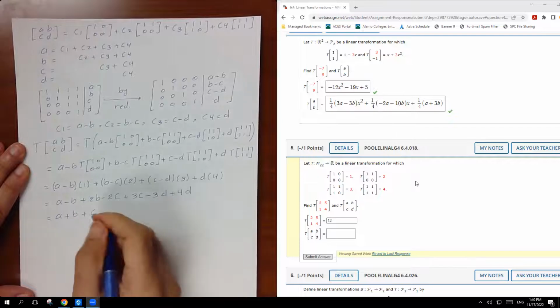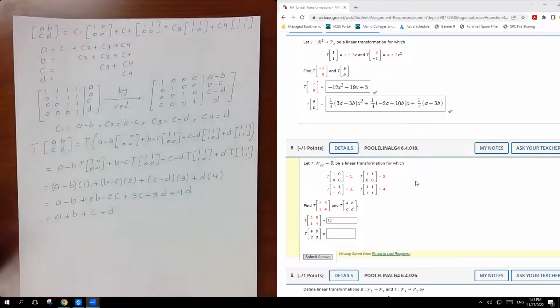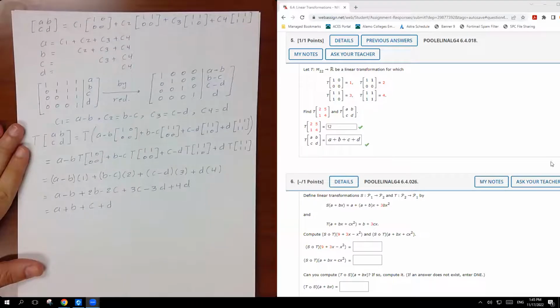Negative 3D plus 4D, so it's going to be plus D. So that's it for this one. So we're just going to type, and the second part is A plus B plus C plus D. That's it for this example. We got it right. Let's move to the next example.